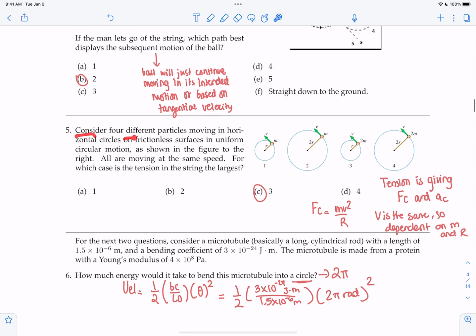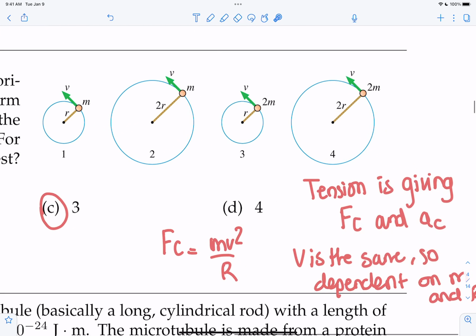Here it says consider 4 different particles moving in horizontal circles on a frictionless surface in uniform circular motion. As shown in the figure to the right, all are moving at the same speed. For which case is the tension in the string the largest? So, if we're moving in circular motion, what is the tension doing here? What kind of force is the tension giving us? We know it's a force of tension, but what is it giving us with respect to circular motion?